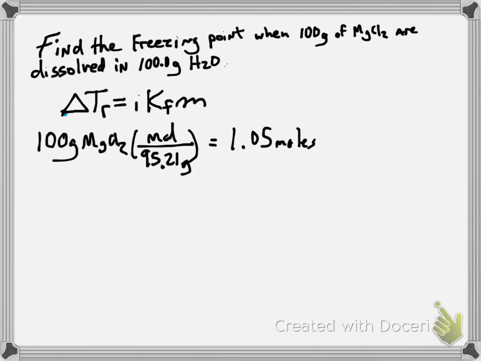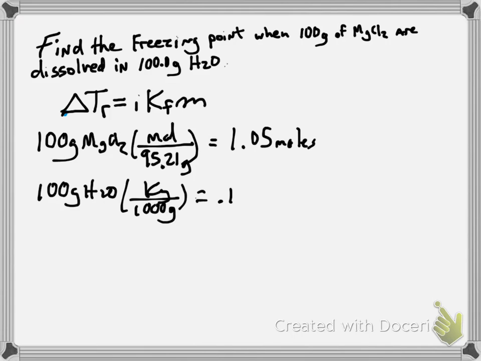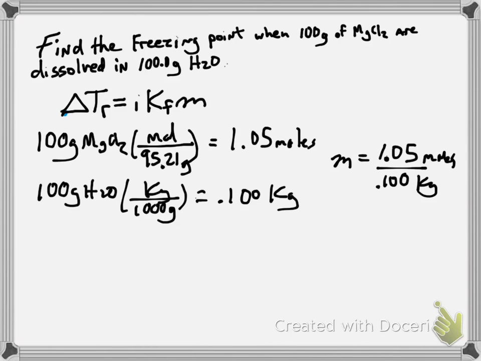Now we're going to need molality, so 100 grams of water divided by 1,000 grams per kilogram is essentially 0.1 kilogram. So our molality will be 1.05 over 0.1, or in other words, 10.5. Okay, so that's our molality.